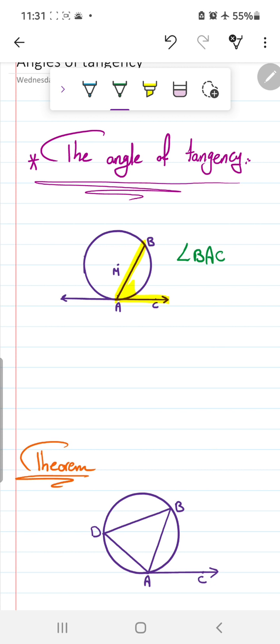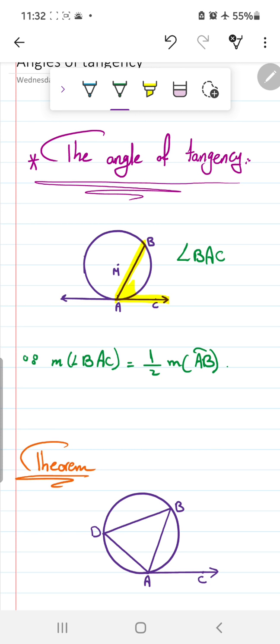What is the relation between the angle of tangency and the opposite arc? We have here the measure of the angle of tangency, measure of angle BAC equals half the measure of the arc AB. Okay, so we have here the angle of tangency, the union of two rays, one of them is the tangent of the circle and the other is a chord of a circle passing through the point of tangency, and its measure equals half the measure of the opposite arc.